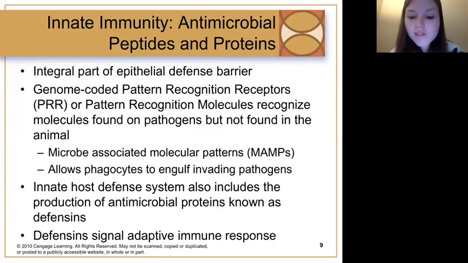The innate host defense also includes the production of antimicrobial proteins known as defensins. That could be one way that they deal with the pathogen. They could also be letting the rest of the body know, or the rest of that organ know, and recruiting other immune cells. Defensins will also signal the adaptive immune response. Remember, right now we're talking about innate immunity. That's not specific. It's going to recognize any pathogen and start a response to it. Part of this response will signal what comes next, which is the adaptive immune response.